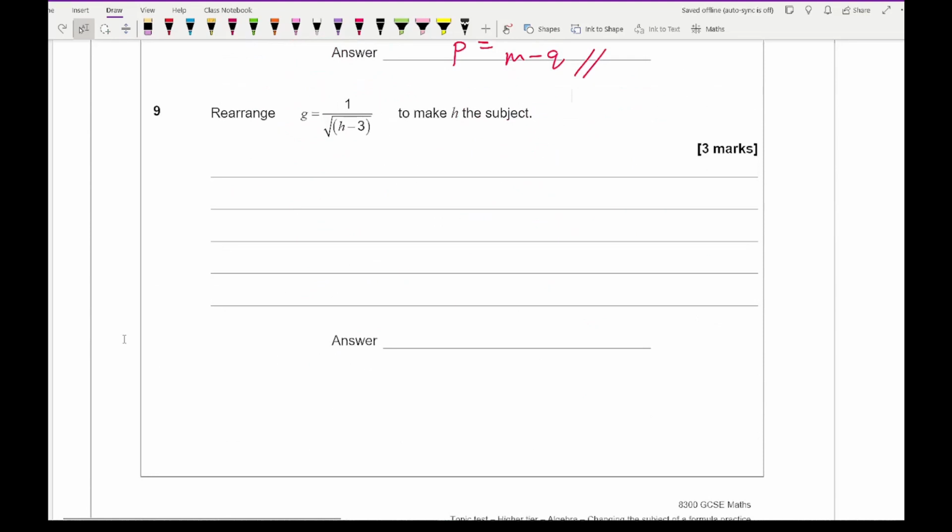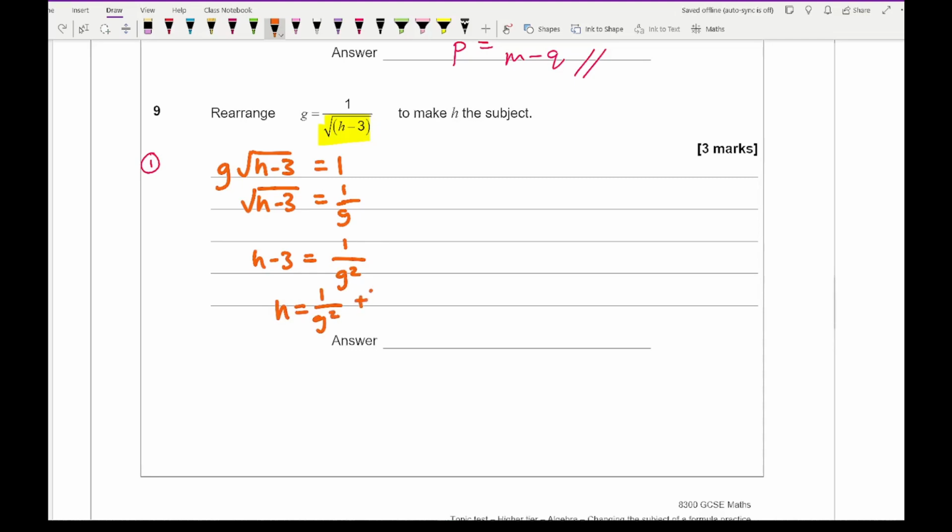Moving on to question 9, it says rearrange g equals 1 over root h minus 3. There's a couple of ways in which you could do this. Let me label this as method 1. If I take this denominator over to the other side, I end up with g times root h minus 3 equals 1. Then take the g over, so I end up with root h minus 3 equals 1 over g. Then get rid of the square root, so h minus 3 equals 1 squared, which is 1, over g squared. And then take the 3 over, so h equals 1 over g squared plus 3.